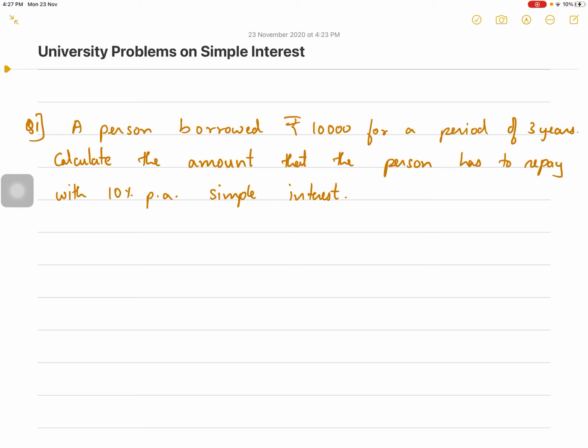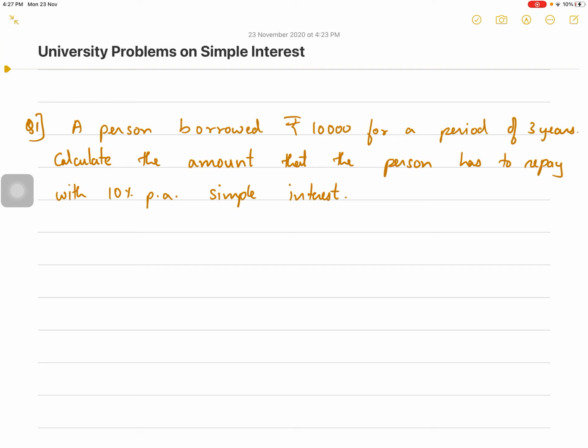Hello students, today we'll be solving a few university problems on simple interest. These problems you should be able to solve on your own by now. So try to solve these questions on your own and then you can check the answer.